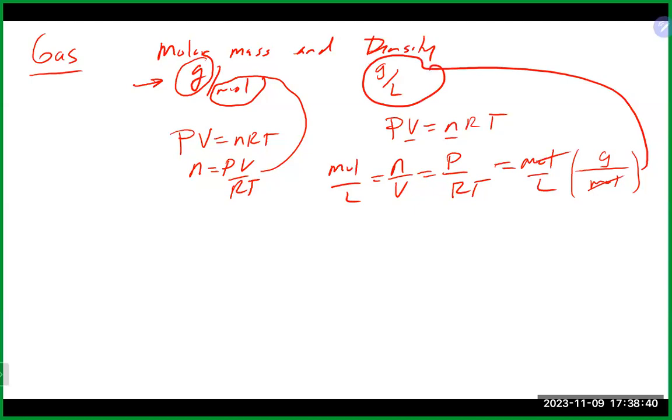So those formulas that we saw earlier, again, are pretty much derived from the ideal gas law, and you could get them from there without the hassle of remembering those couple of gas laws.